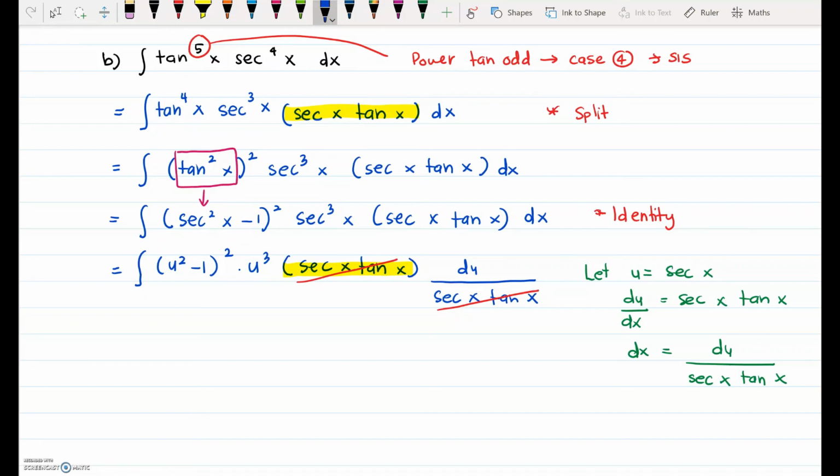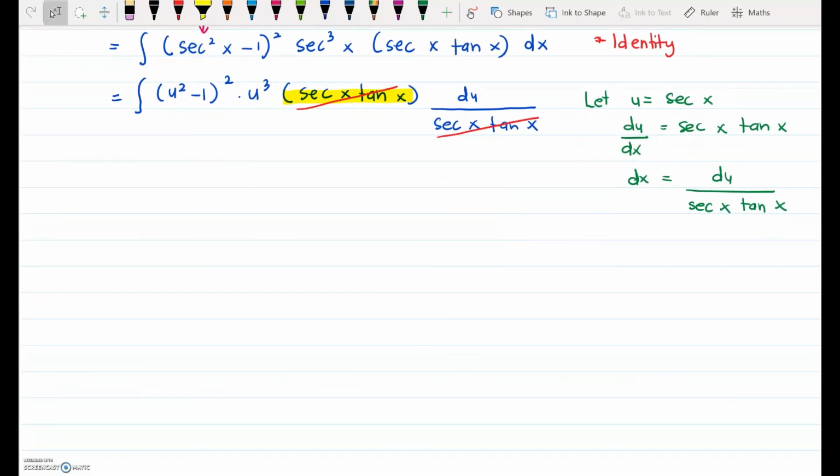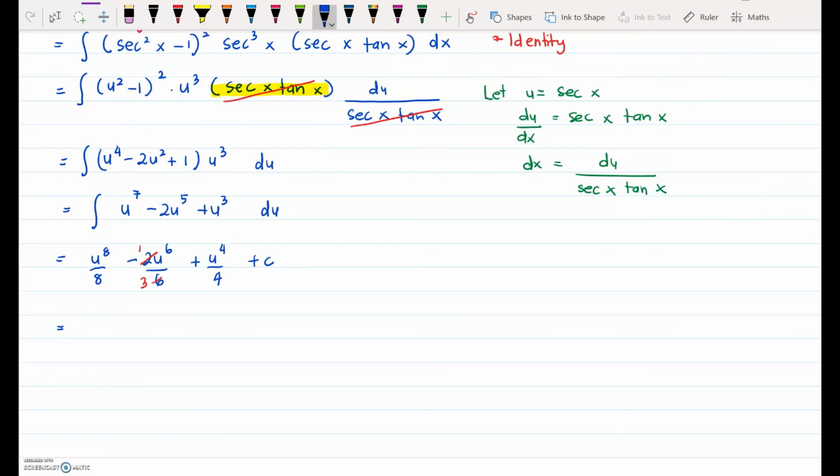Next we will simplify. And lastly, you will get the answer as secant power of 8x over 8 minus secant power of 6x over 3 plus secant power of 4x over 4 plus c. Okay class, so this is your answer.